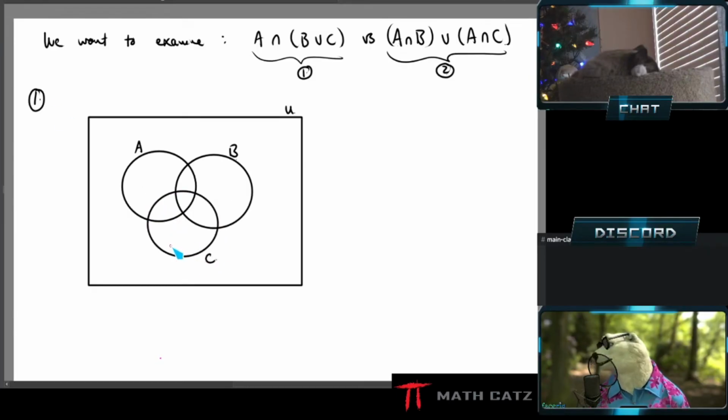C. There has to be something on the outside still. There has to be something that just C has. There has to be an overlap between A and C, but not B. C and B, but not A. And then an overlap of all three, covering every possibility that could happen.